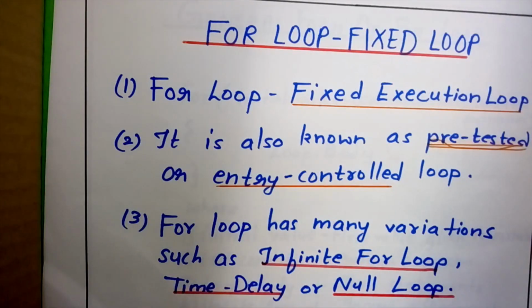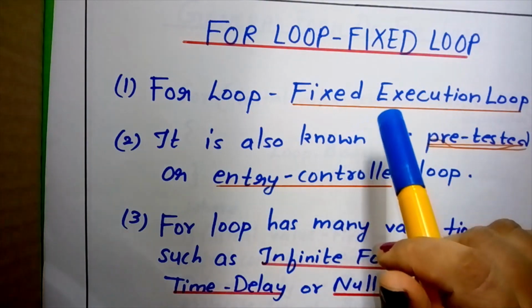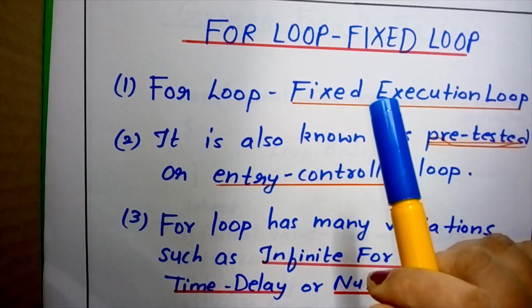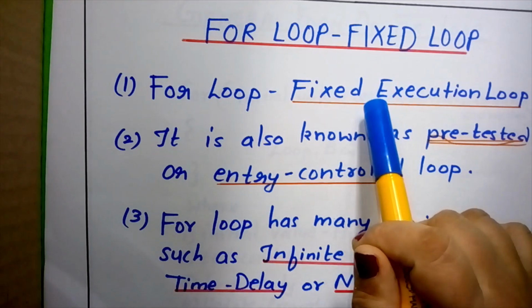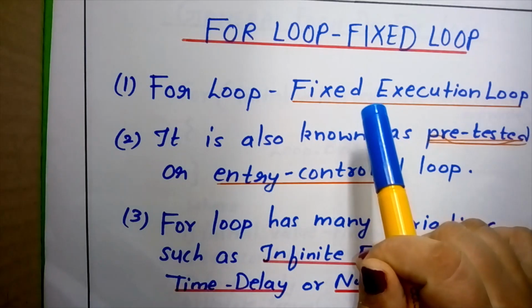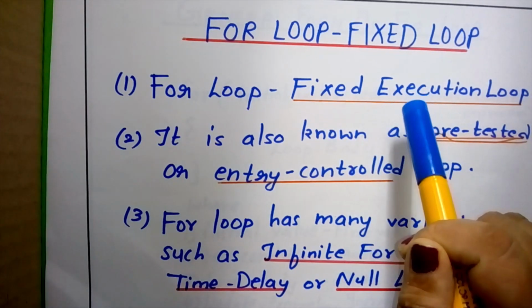Okay, let us look at the for loop. The for loop is also known as a fixed execution loop. Do you know why? Because we know exactly how many times this loop is going to run. Whether it is going to run 10 times, 100 times, 1000 times, whatever the number of times it is going to work, that's the reason it is known as fixed execution loop.